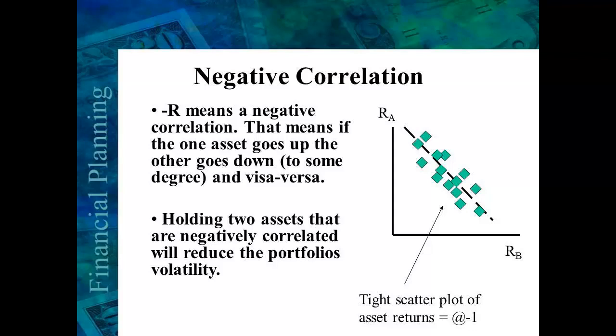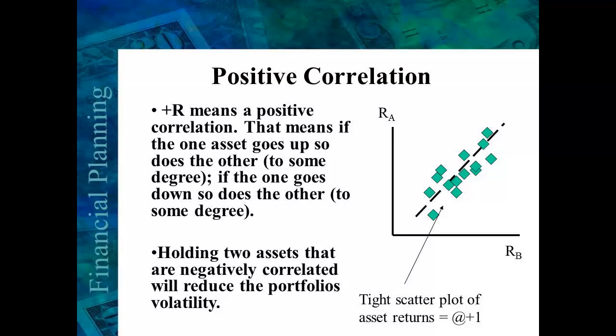If there is a perfect negative linear relationship where all the scatter plots end up on the regression line, then the correlation coefficient is -1. If the regression line of the plots reveals a negative slope, yet the individual plots are clustered above and below the line, then the correlation coefficient is somewhere between 0 and -1. It is important to note that holding two assets that are negatively correlated will reduce the portfolio's volatility. You will continue to learn more about optimal portfolios in the next module.